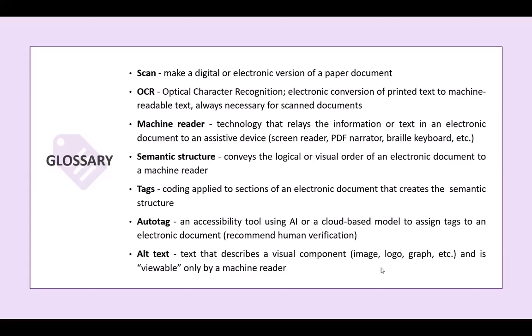So a machine reader is any technology that relays the information or text in an electronic document to an assistive device. We're looking at like a Braille keyboard or a PDF narrator. Accessibility formatting basically improves machine readability. Tags instruct a machine reader on how to navigate and present the contents of a PDF. And then alt text describes visual components in your PDF. And the alt text is only viewable by the machine reader.